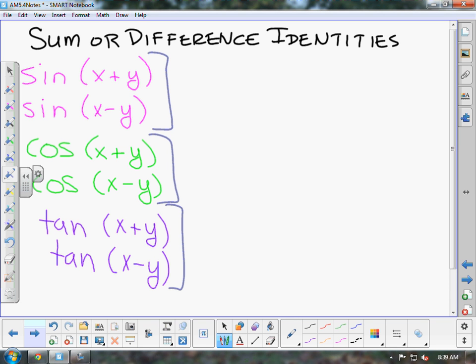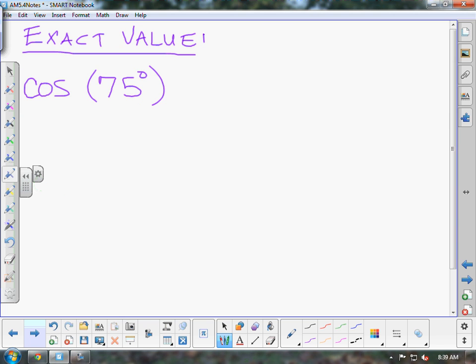And so, how do you use these identities? Well, here is how. You have to find an exact value of, say, the cosine of 75 degrees. We do not know the exact value of cosine of 75 degrees because we only know a few of those, like 45, 30, and 60, and 90, and so on and so forth. Those from our unit circle that you've taken quizzes on and just love to take every single week.